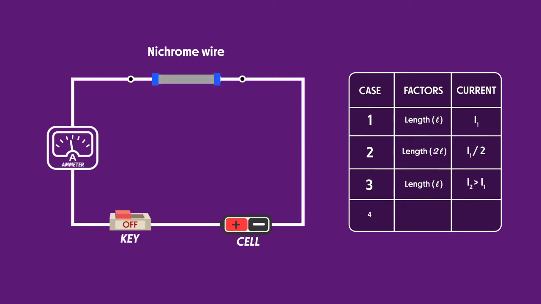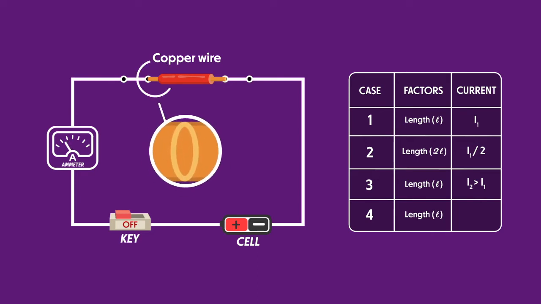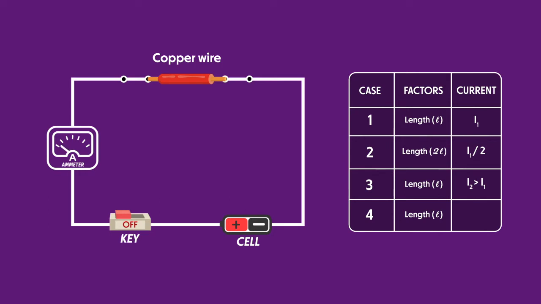Now, instead of taking a nichrome wire, we connect a copper wire of the same length and same cross-sectional area as that of the first nichrome wire in the circuit. For this, we note the value of the current. We observe change in ammeter reading. That is, change in current is observed when we use a wire of different material of the same length and the same area of cross section.